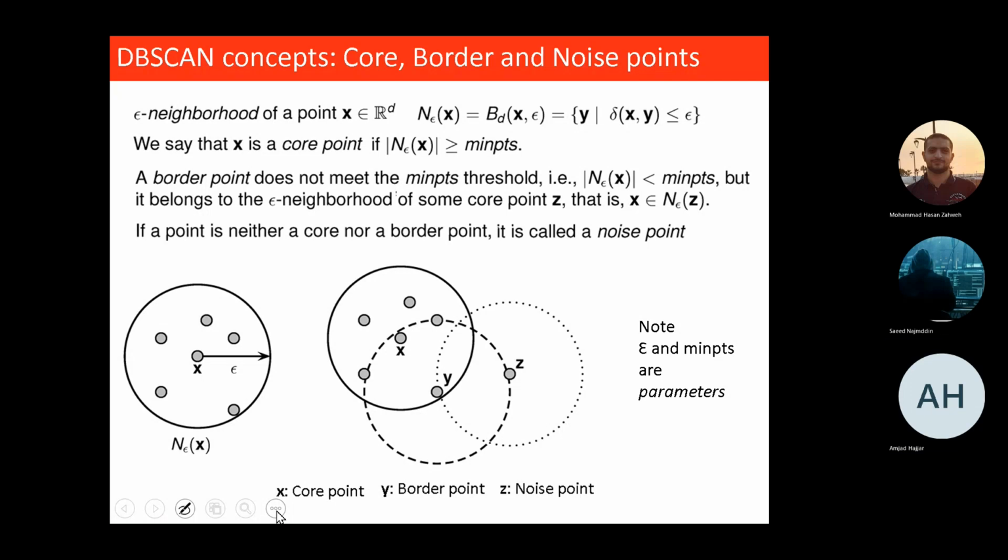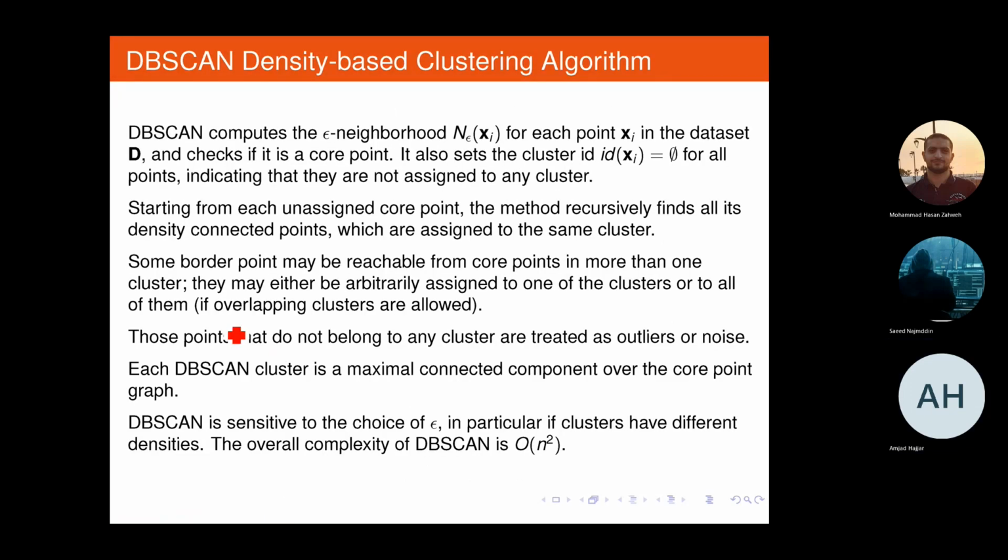Now, the algorithm starts by doing this classification. So the algorithm starts by computing the epsilon neighborhood of each point. For each point xi in the data set, it checks if it is a core point. It also sets the cluster to 0 for all points, indicating that they are not yet assigned to any cluster.